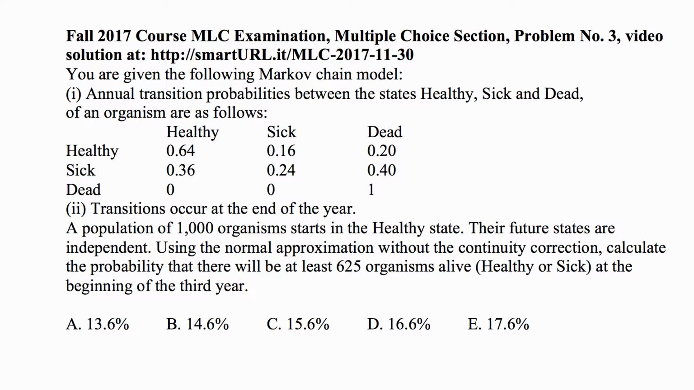Transitions occur at the end of the year. A population of 1,000 organisms starts in the healthy state. Their future states are independent. Using the normal approximation without the continuity correction, calculate the probability that there will be at least 625 organisms alive, healthy or sick, at the beginning of the third year.